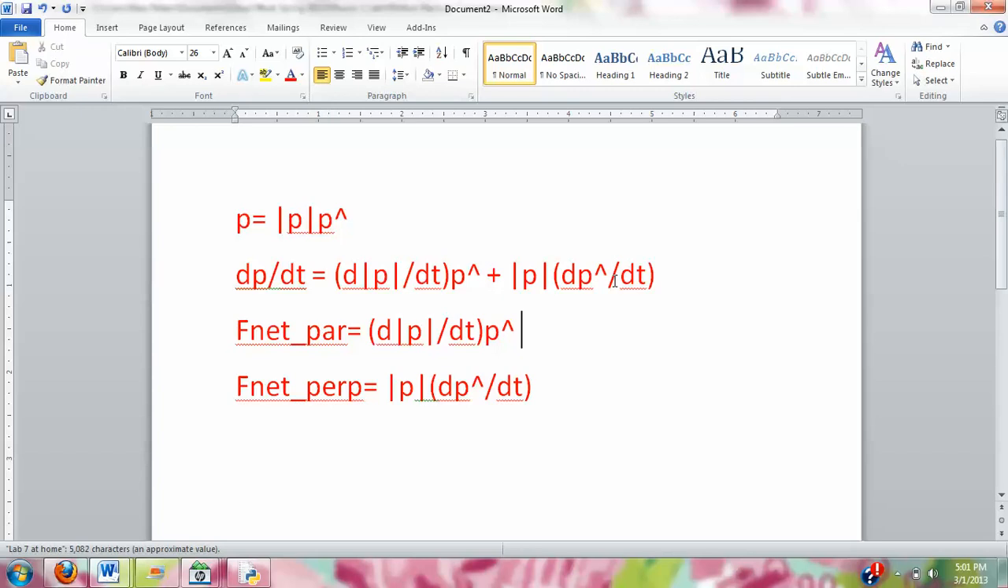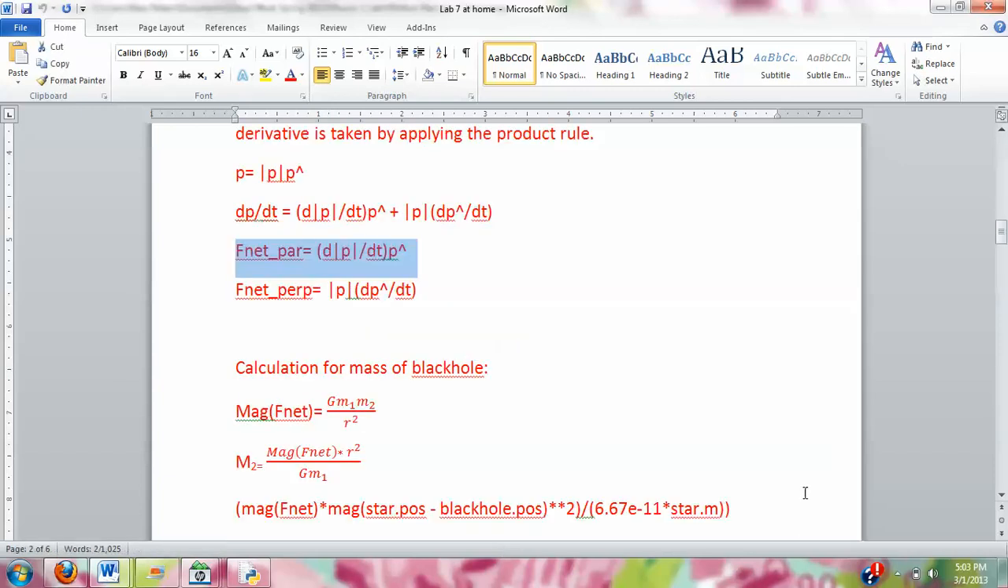The rate of change of the direction of the momentum is equal to the perpendicular component of the net force. The rate of change of the magnitude of the momentum is equal to the parallel component of the net force. Here's the derivation. The momentum is factored into the product of the magnitude of the momentum and a unit vector in the direction of the momentum. The derivative is taken by applying the product rule. The definition of the parallel component of the momentum was used in the code. Then, Fnet perpendicular was found just by taking Fnet minus the parallel component.